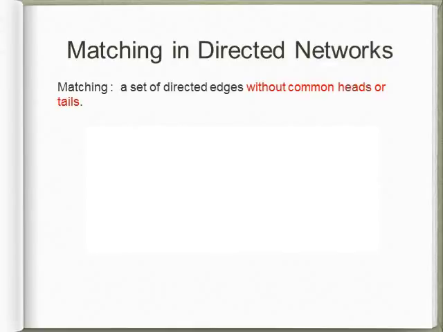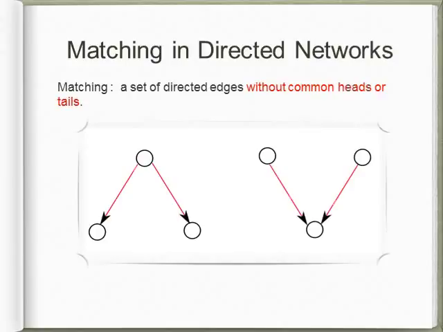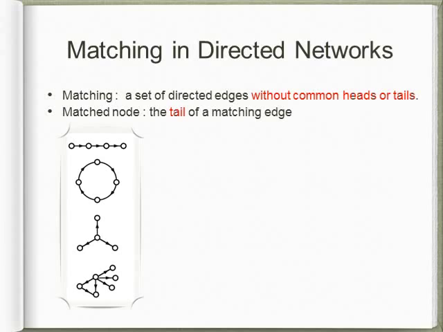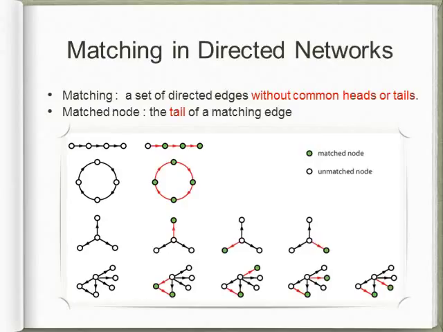And we define matching to be a set of directed edges without common heads or tails. In the sense that those two scenarios are not allowed if those two edges belong to the same matching, because they either share the common head or the common tail. So for example, we have a directed path. You can convince yourself all the edges form a matching. One head of an edge is the tail of another edge. They never share the common head or tail.